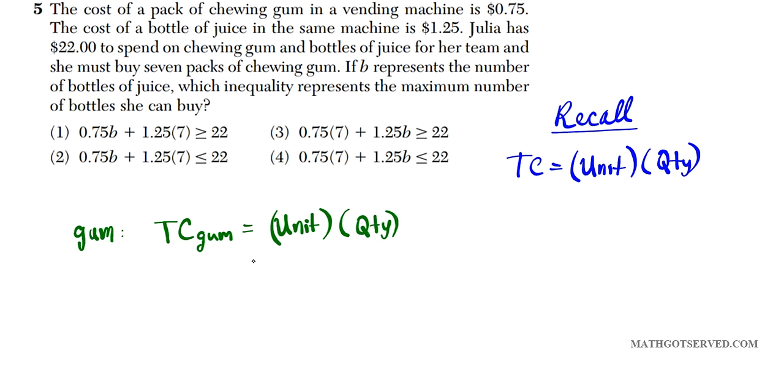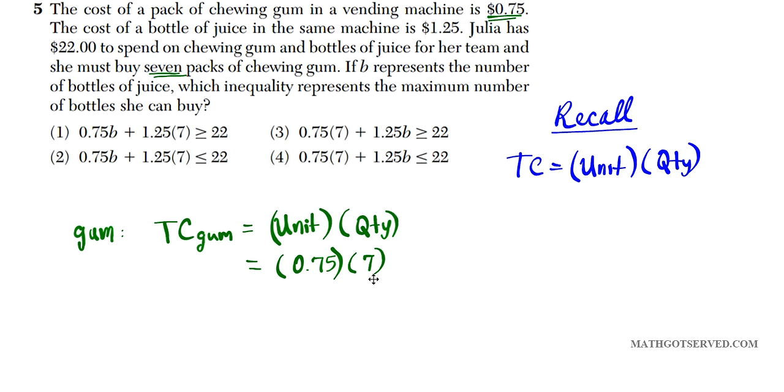Now, what is the unit price of gum? Each gum costs 75 cents. So the unit price is 0.75. What is the quantity of gum? How many packs of gum did Julia purchase? She purchased 7 packs. So quantity is 7. So this is a total cost for gum.